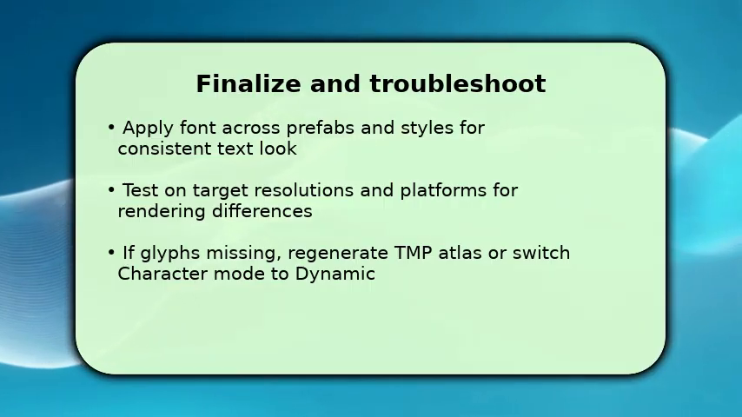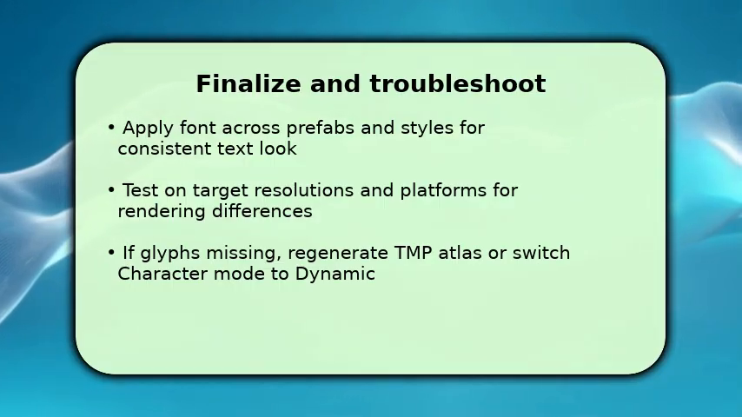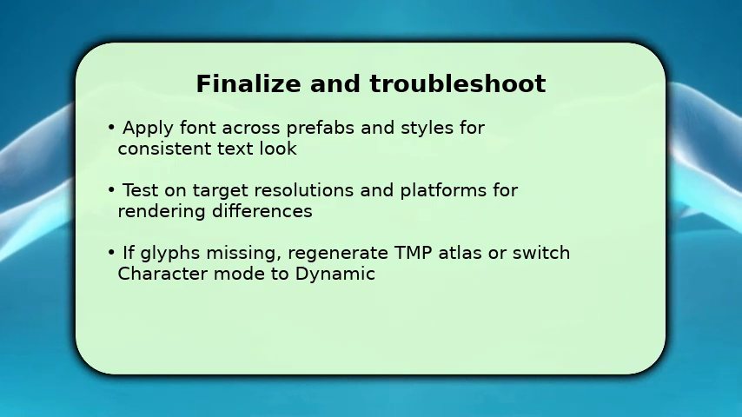If characters are missing or show tofu squares, regenerate the Text Mesh Pro Atlas with the required Unicode range or switch character mode to dynamic. Finally, make sure to save font settings in source control and document any custom materials used for clarity.